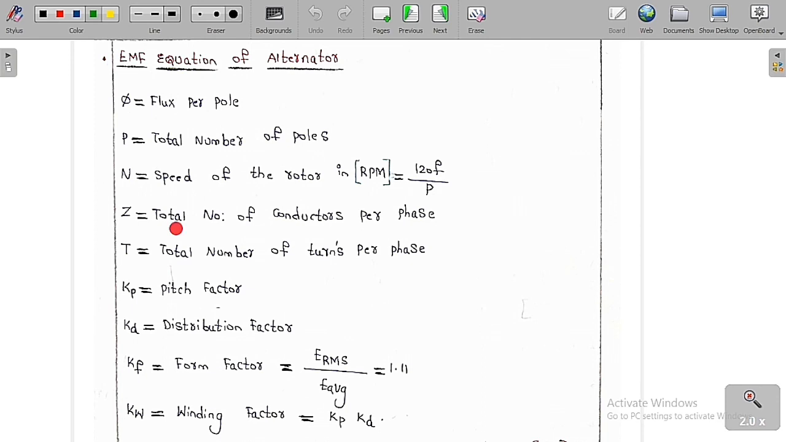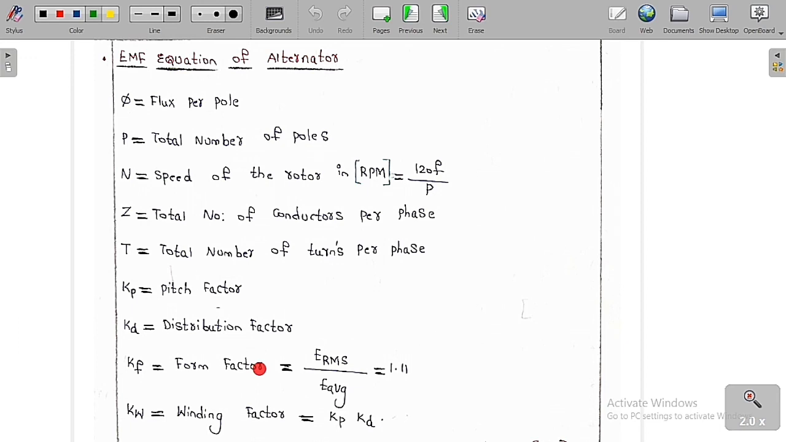And Z is called the total number of connectors per phase. So Z means the total number of connectors which are present per phase. And T is called the total number of turns per phase. And Kp is called the pitch factor. And Kd is called the distribution factor. And Kf is called the form factor.